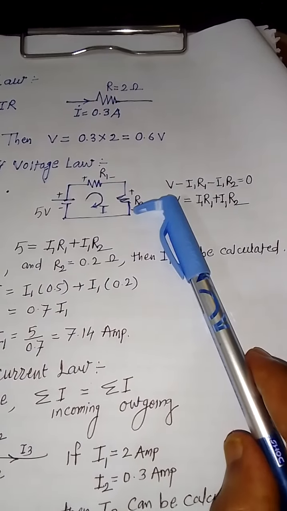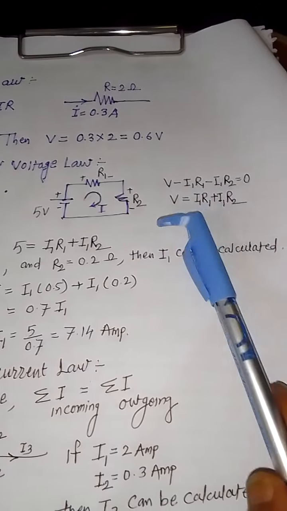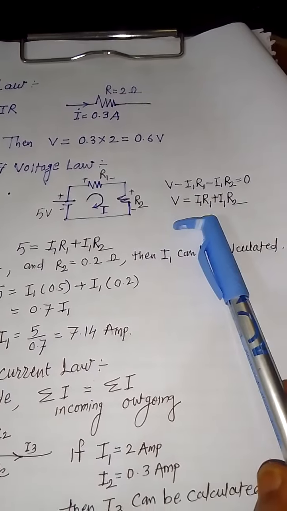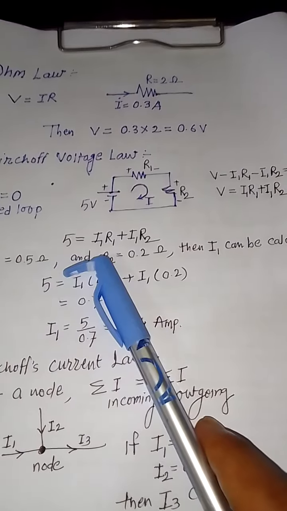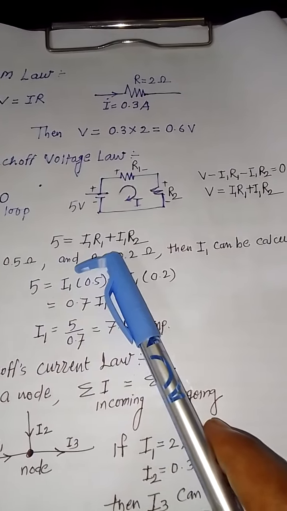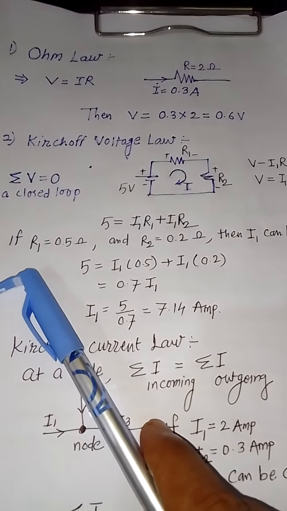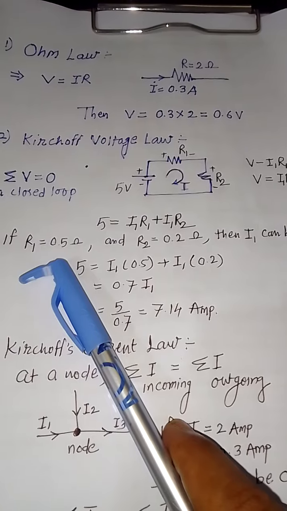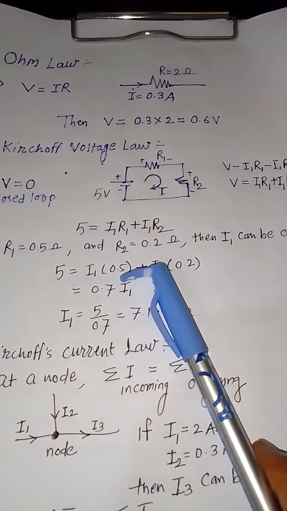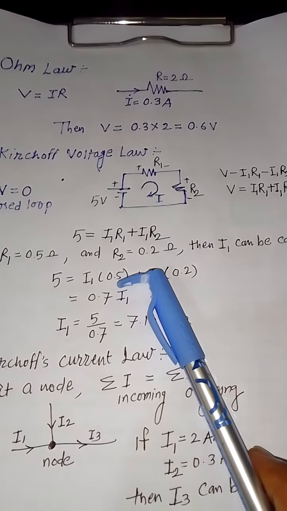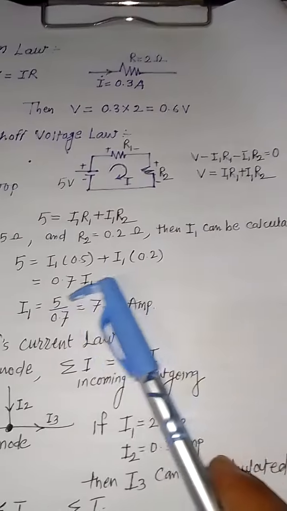Then V minus I1 R1 minus I1 R2 is equal to 0. So V is equal to I1 R1 plus I1 R2. So 5 is equal to I1 R1 plus I1 R2. If R1 is equal to 0.5 ohm and R2 is equal to 2 ohm, then I1 can be calculated.